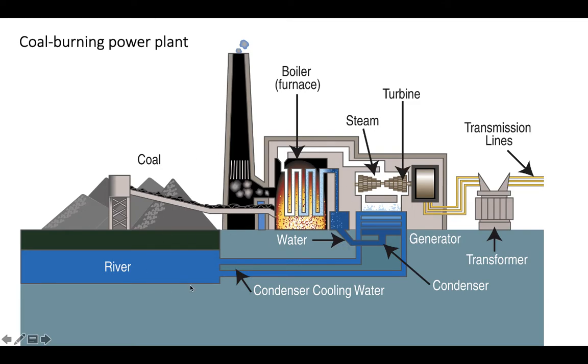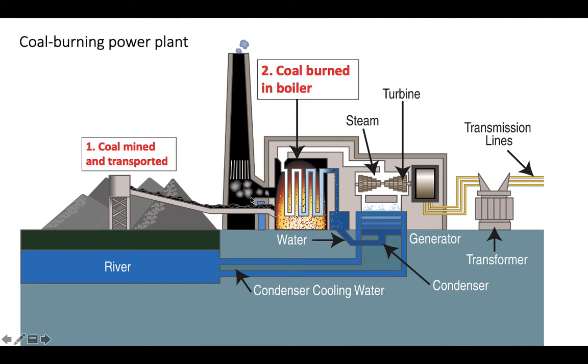Coal is mostly used to generate electricity in the United States. So the coal is mined and transported to the power plant. It's then pulverized and burned inside of a boiler. And as it's burned here, it's going to heat water that is pumping through pipes that go through the boiler. And when we heat water, we know that water turns into steam. Steam is going to travel through this tube here.